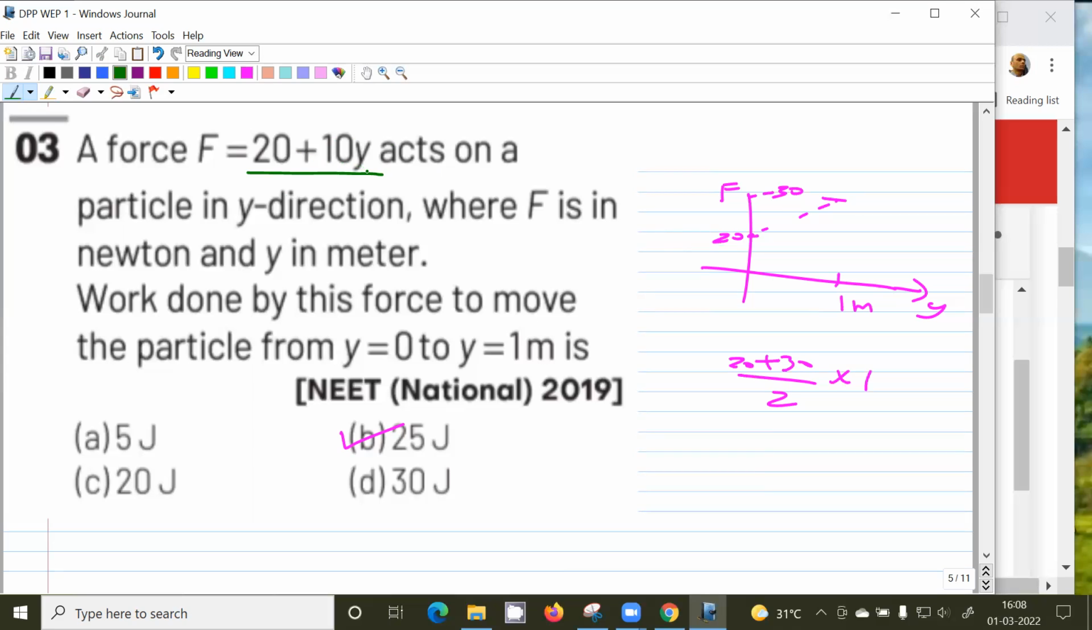It's a straight line graph, and at y equal to 0, it's 20, so it is 20 here. And the straight line, the value here will be 30 at y equal to 1. So this is a trapezium, where the parallel sides are 20 and 30. The area of this trapezium is the average of these two, 20 plus 30 by 2, into the distance between the two parallel sides. So this way also you can find out.